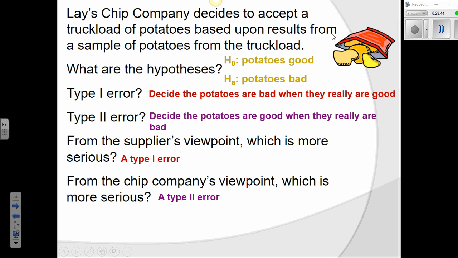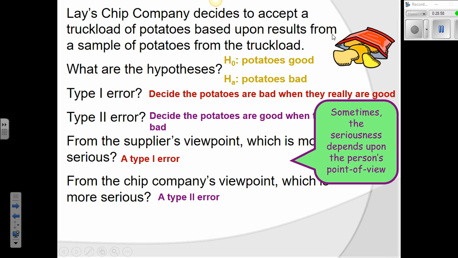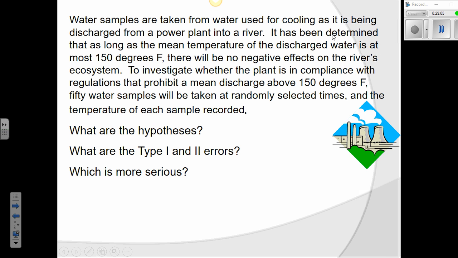So the supplier will kind of be shafted. Chip company kind of shafted with type 2. All right, does that make sense? Yeah. Let's do another one. And remember, the seriousness really depends on whose perspective you're looking at, right? Let's take another one of those.